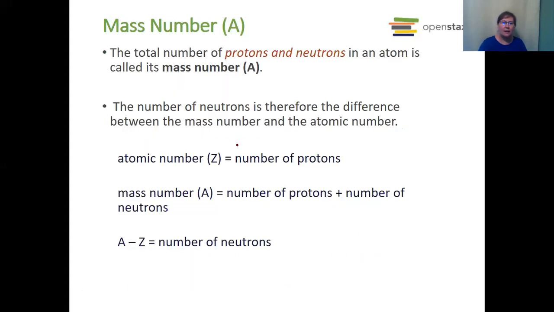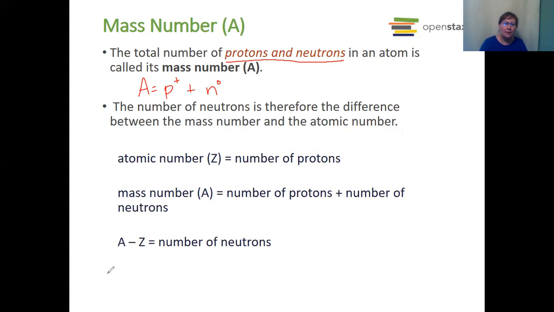All right, now the next thing we have here is our mass number. Our mass number is the number of protons plus the number of neutrons. So A, the mass number, is equal to protons plus neutrons. And so A minus Z equals the number of neutrons.